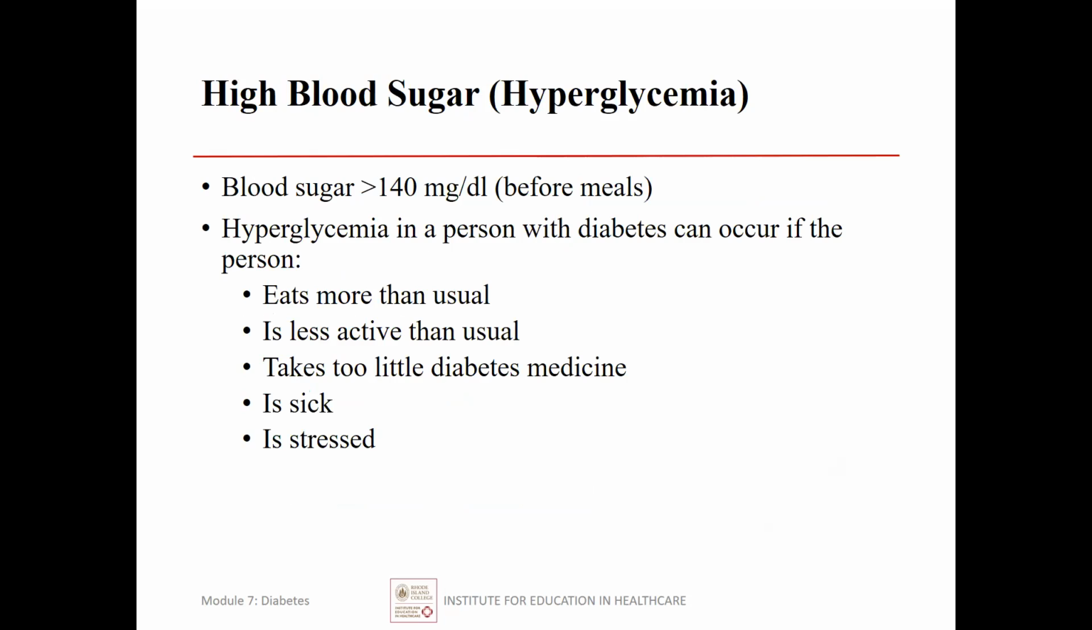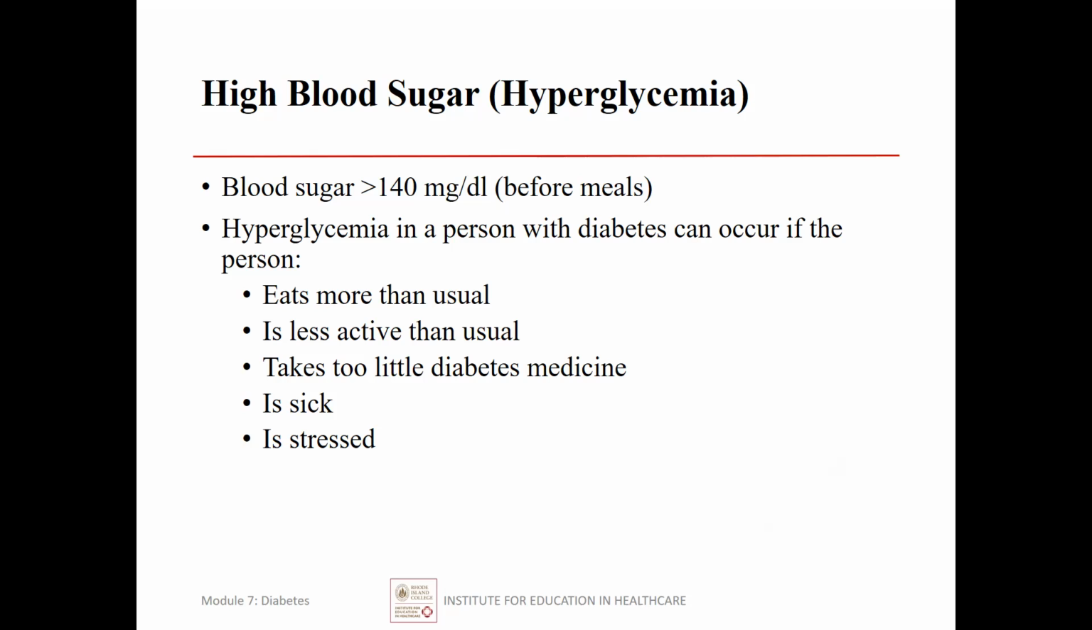Now, the opposite of that is high blood sugar or hyperglycemia. So that is defined as blood sugar above 140 milligrams per deciliter before meals. The blood sugar may be higher than that in the hour or two after somebody eats a meal. But if it's above 140, in between meals or before they've had anything to eat, that could be hyperglycemia.